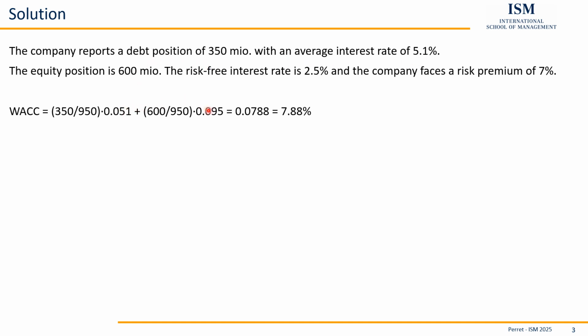And the cost for equity is the risk-free interest rate plus the risk premium. So 2.5 plus 7% give 9.5%. The weighted average of these 2 cost factors is 7.88%. So this is our WACC. This WACC can then be used for the calculation of entity and equity values.